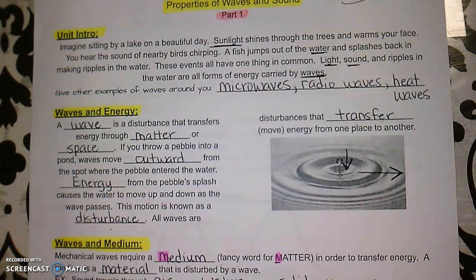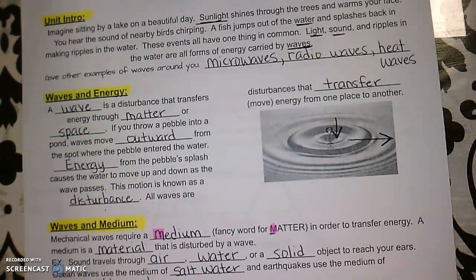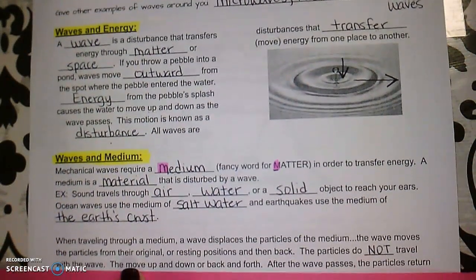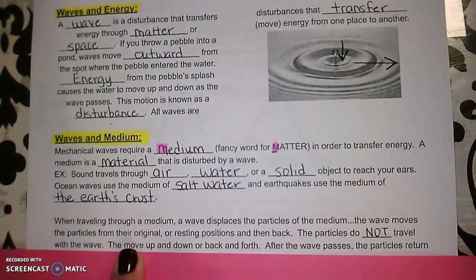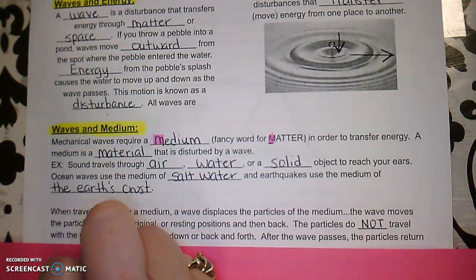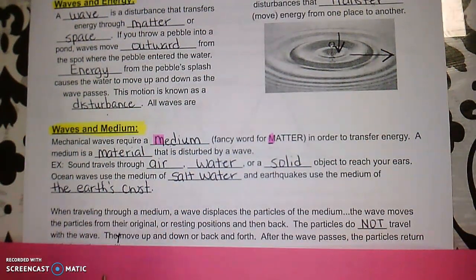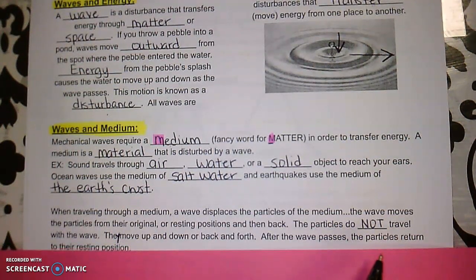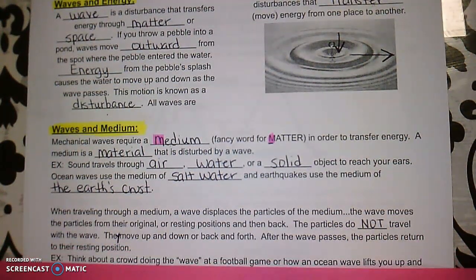When traveling through a medium, a wave displaces the particles of the medium. The wave moves the particles from their original resting positions and then back. The particles do not travel with the wave. They move up and down or back and forth. So there's a typo right there, and I'm going to know if you're paying attention as you follow along, because I want you to correct that in your notes, and as I walk around the classroom, I'll see if you have. They move up and down or back and forth after the wave passes. The particles return to their resting position.